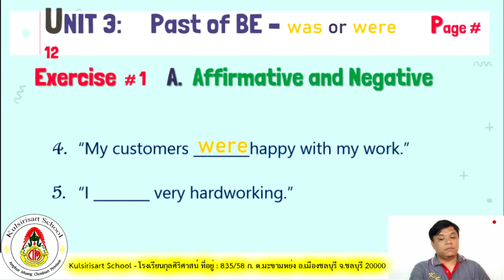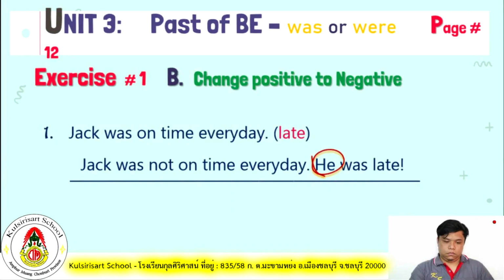And lastly, for number 5, I, singular, becomes I was very hard working. Great. Get it? Did you get it? Great.